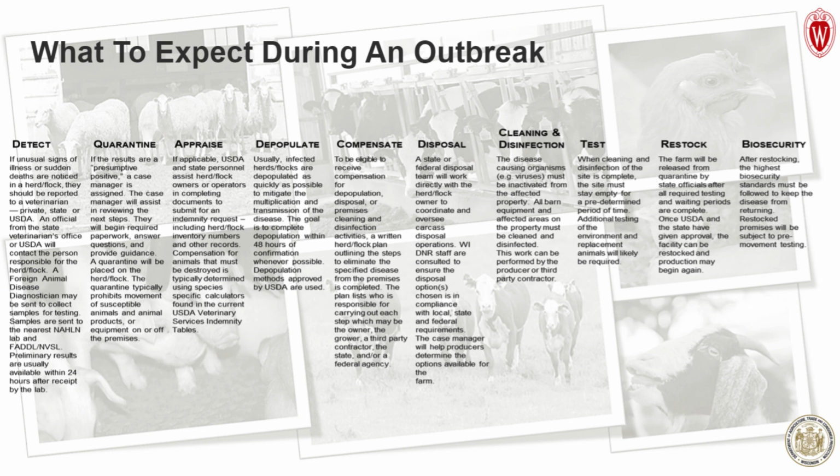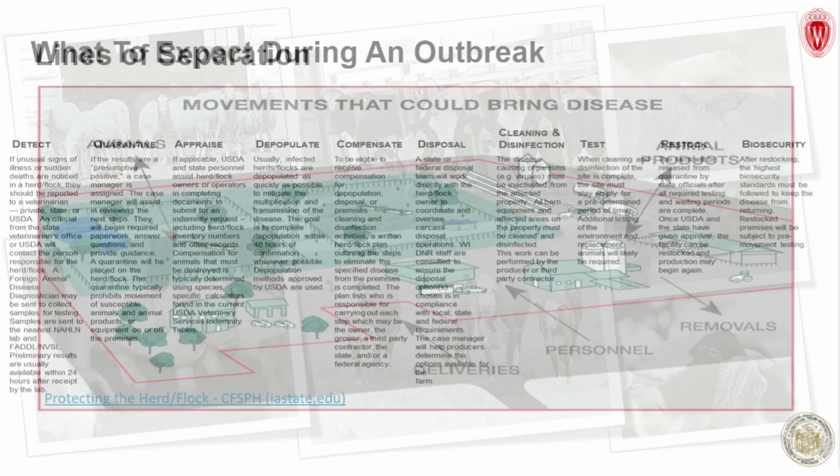It is not an all-inclusive list, and some steps may be taken simultaneously or in a different order depending on the situation. A state animal health official will be assigned as a case manager if your premises is infected, and they will guide you through the end of the process.